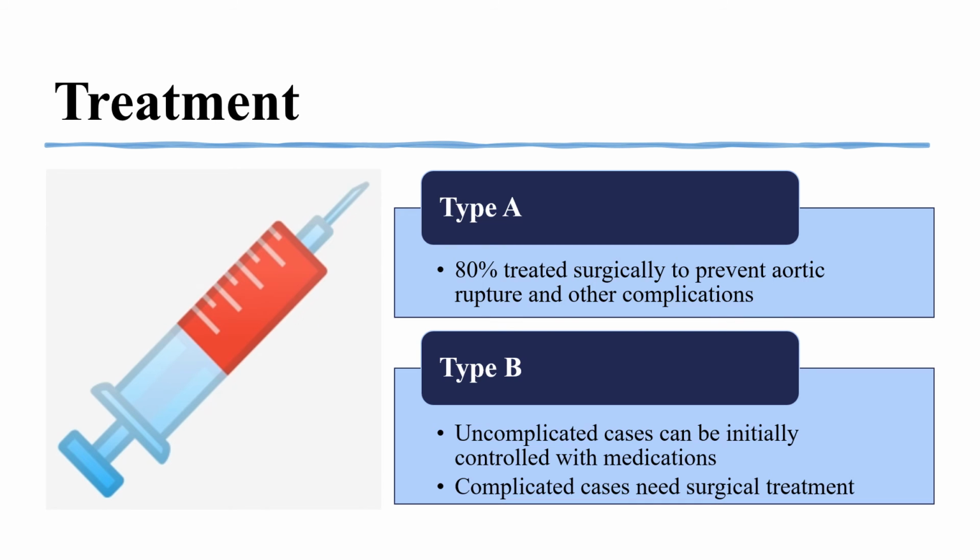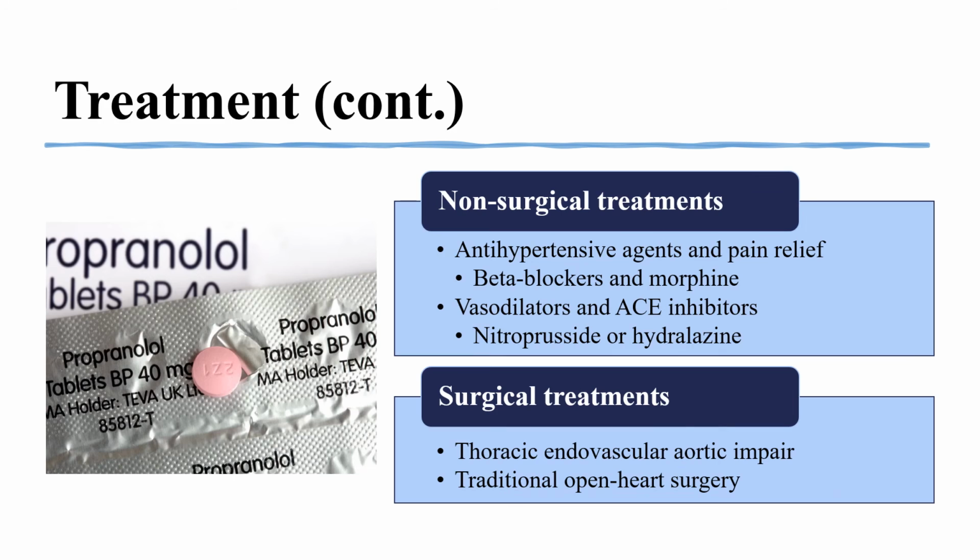Meanwhile, uncomplicated cases in type B can be initially controlled with medications, like antihypertensive agents. However, complicated cases need surgical treatment just like type A patients do. There are two specific treatments of aortic dissection, non-surgical and surgical.